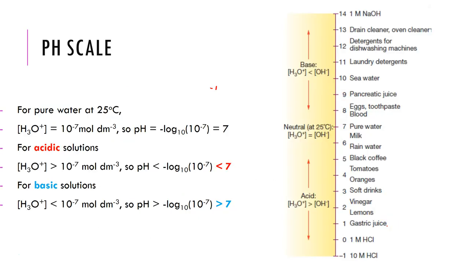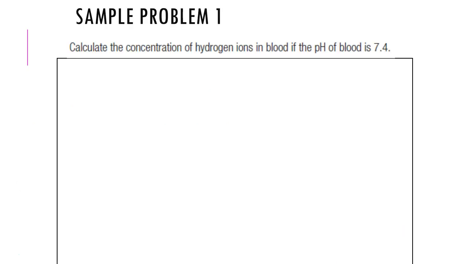This is just a summary of that and relating it back to our pH scale. For a pH equal to 7, we have the negative log to base 10 of 10 to the negative 7, because remember the H3O+ concentration was 10 to the negative 7. And then the same can be plugged in for our acid and base solutions.